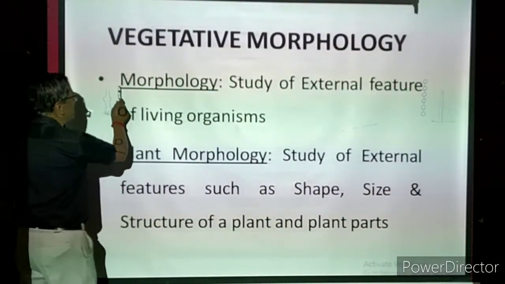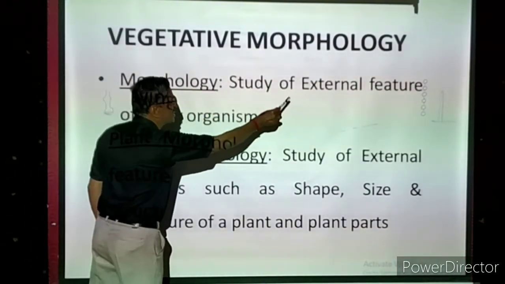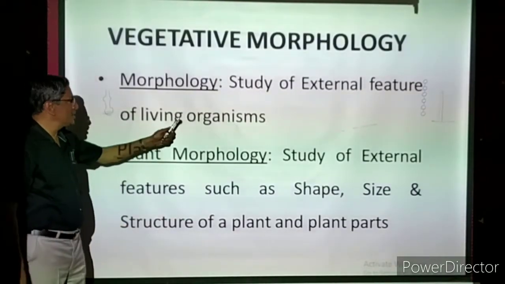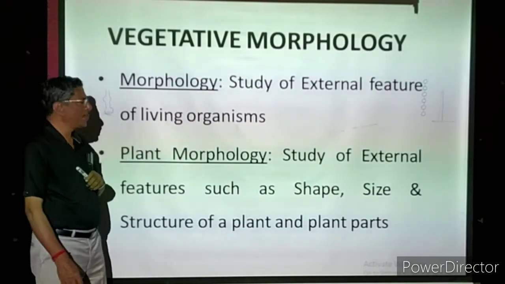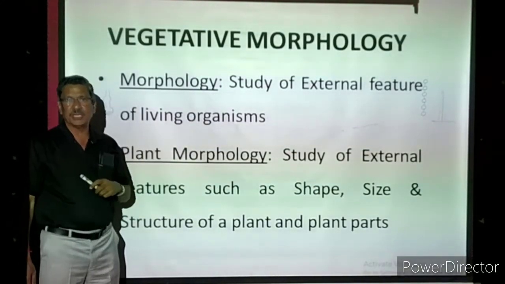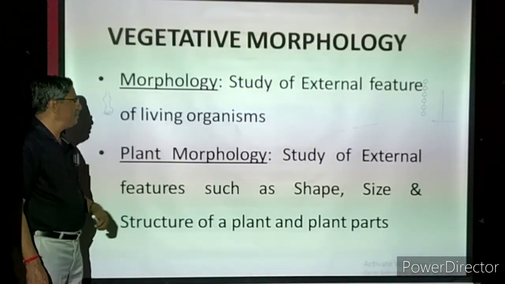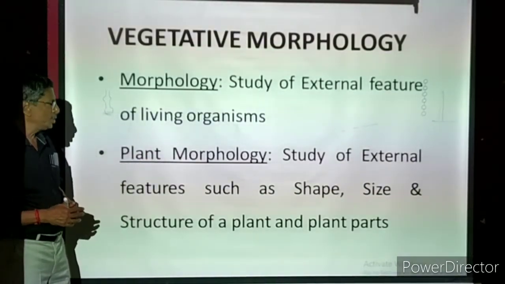First, we have to know what is the meaning of morphology. Just before I told, it is the study of external features of a living organism. Suppose you are studying about the living organism, which is an animal, morphology. If you are studying about the plant's external appearance, plant morphology, like that. So, it is the external features of the living organism. Plant morphology, that is the topic what we are going to study.